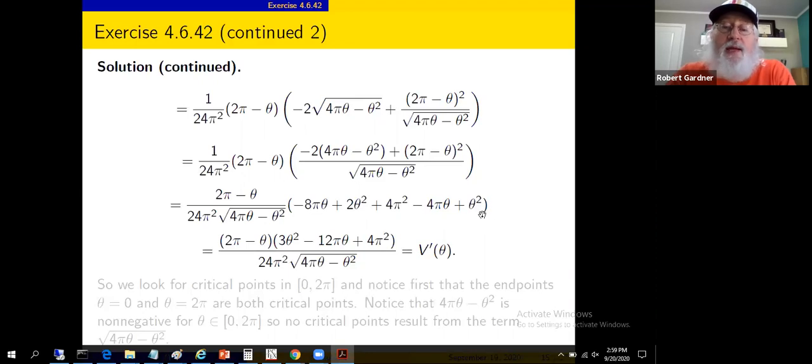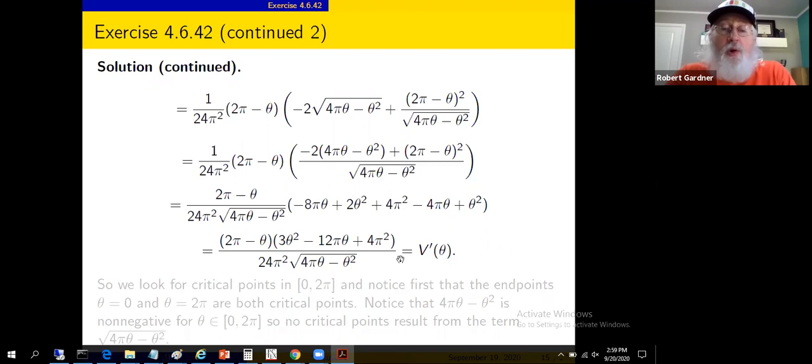So let's simplify this. We've kept the 2 pi minus theta. There it is. There's a 24 pi squared. There's that square root stuff. This simplifies as, here's a 2 theta squared, there's another 2 theta squared, for a total of 3 theta squared. Minus 8 pi theta minus 4 pi theta, for a total of minus 12 pi theta, plus the 4 pi squared. There's the derivative, and there's a derivative almost factored.